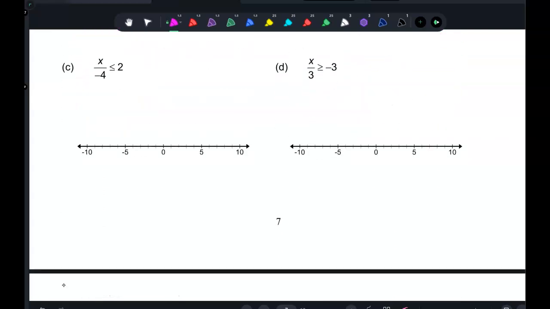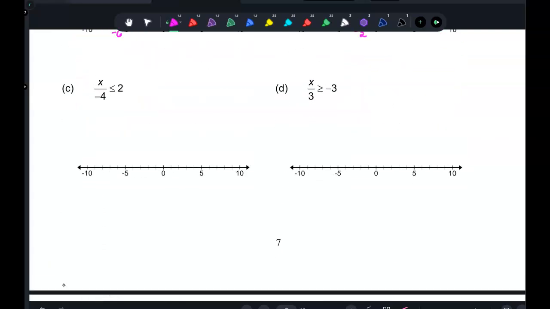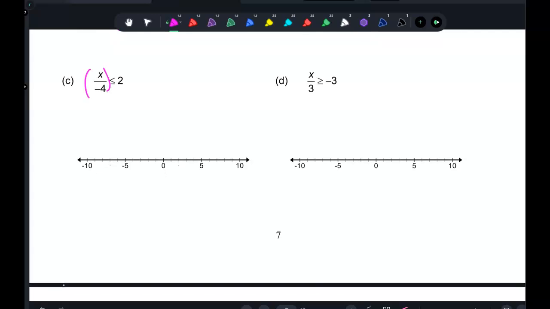Now take a look at C. Evan, what would we do? Multiply by -4. We'll multiply by -4 on both sides, and then you have x less than or equal to, what is that? 2 times -4 is -8. That's your answer. Notice you go to the -8, and then it's a shaded-in circle because it's got a line underneath. And it goes to the right. No, you said the left. To the right. You're right.